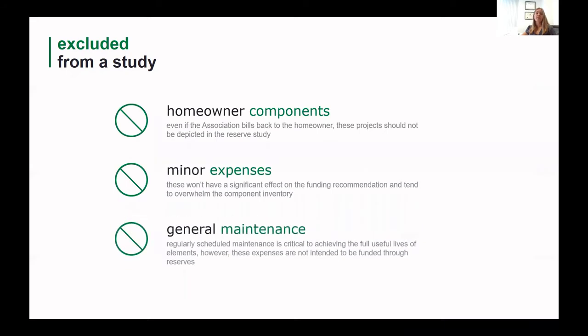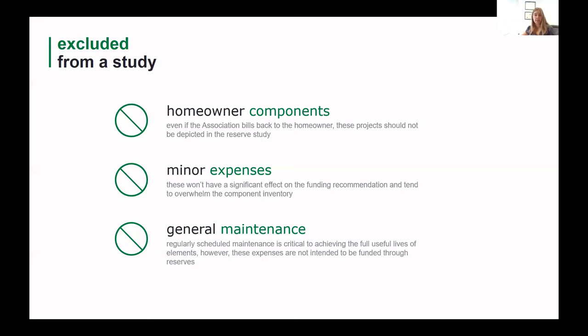So we've talked about everything that's included in the reserve study. What should be excluded from the reserve study? So since we're focused on those common components, we are going to exclude homeowner components. So even if the association handles the actual replacement of the component, if it's something that's billed back to the homeowner and a homeowner expense, then it should not be included in the reserve study. We truly only want to include common expenses.